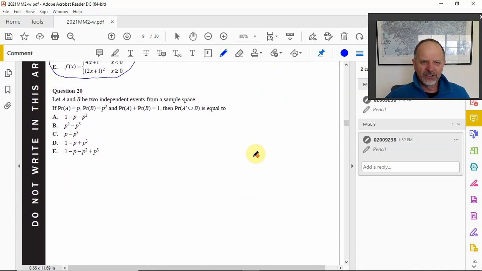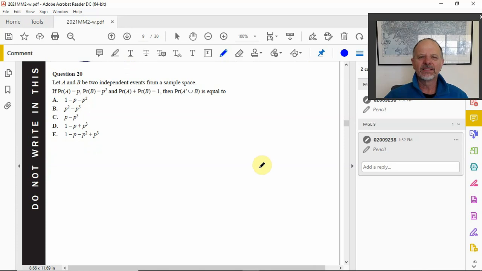All right, and the last question. A and B are two independent events from a sample space. The probability of A is p, the probability of B is p squared. And we want to know what the probability of A complement union B is equal to. All right, so the probability of A is equal to p. So that means the probability of A dashed would be 1 minus p. They are two independent events.